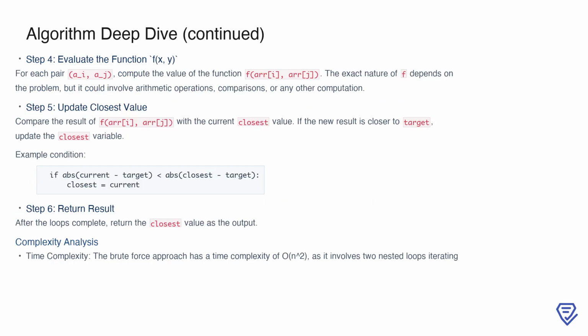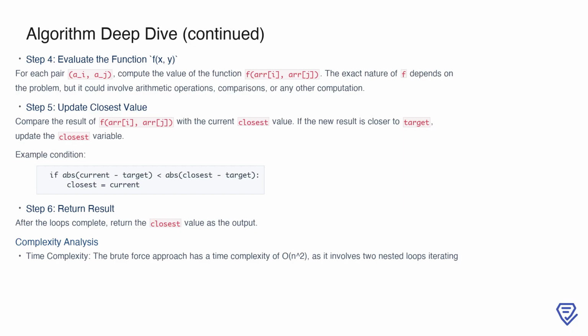Once we've established how to iterate over all pairs, the next step is to evaluate the function f(x, y). This function will be applied to each pair, a_i, a_j, that we've generated from the nested loops. The specific implementation of f will depend on the problem requirements, but it typically involves arithmetic operations, comparisons, or other computations. After evaluating the function, we compare the result to our closest variable.